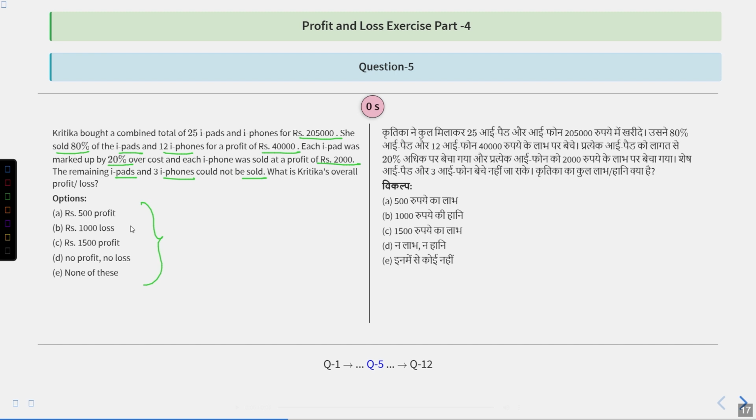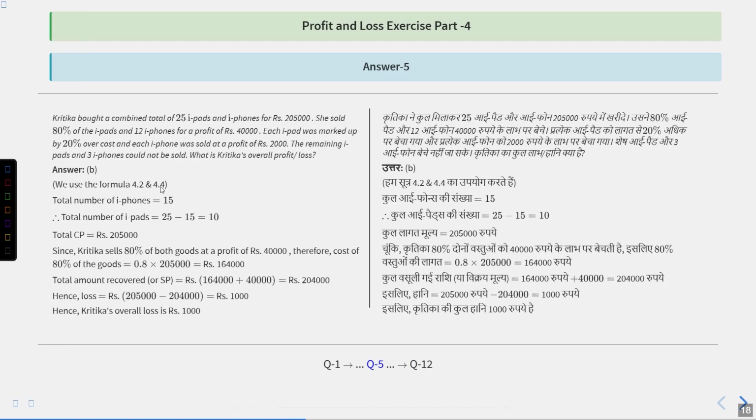Now time's up. Let's see the solution. Again, we are using formula 4.2 and 4.4. The total number of iPhones is 15 because it is given that he sold 12 iPhones and 3 were not sold. So total iPhones is 15 and total number of iPhones and iPads is 25. So the number of iPads will be 25 minus 15, which is 10.